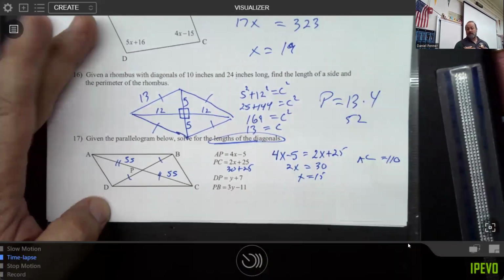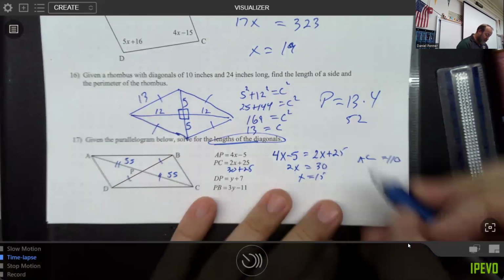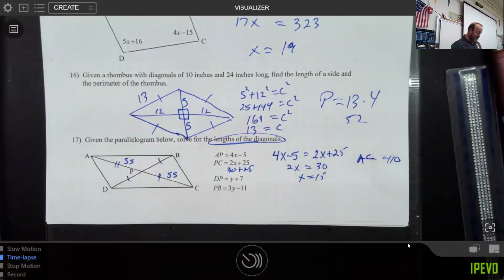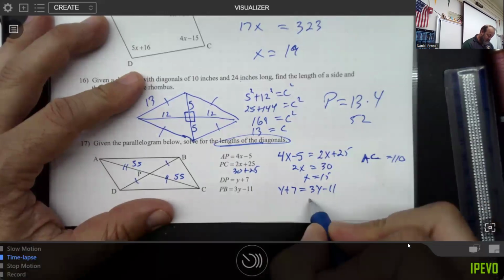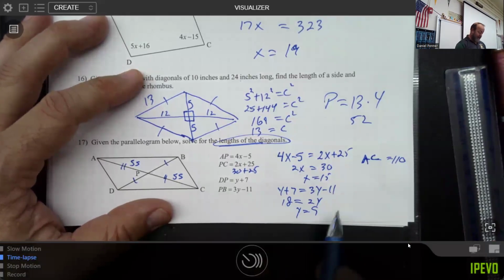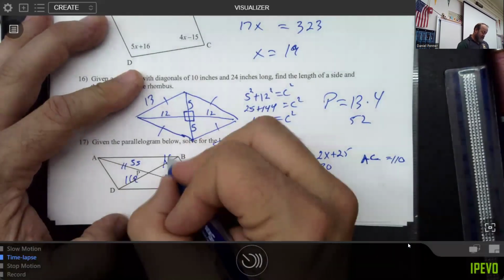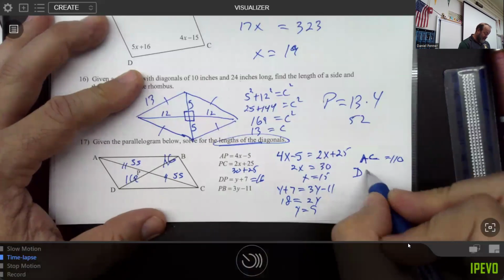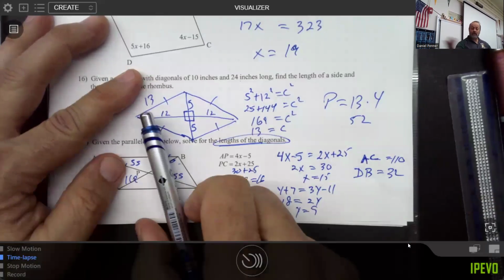And what's really important to me is if you just say AC with no segment symbol, nothing attached to it, you are saying the length of the segment from A to C is 110. You don't have to explain it as long as you do 2 capital letters side by side. Similarly, you have y plus 7 being 3y minus 11. That's going to give us 2y is 18 or y is 9. Sorry if that was too fast. But y plus 7, of course, is 16. So I know both of these pieces are 16, which makes the segment from D to B, right here, a total of 32. And we're done.